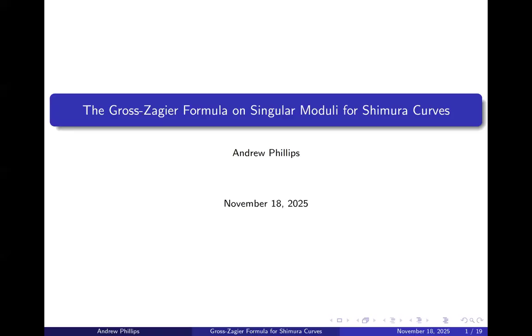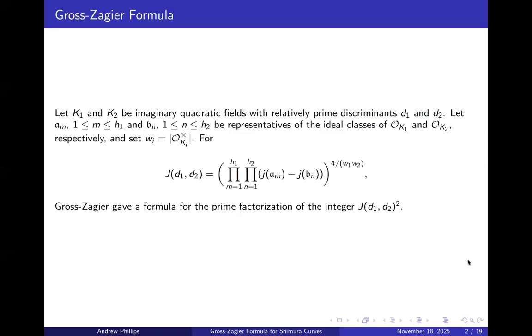Okay, so just to start out here, what is the Gross-Zagier formula? In general, when people talk about the Gross-Zagier formula, they're usually talking about one of two things. One formula is this relation between heights of Heegner points on a Jacobian of some modular curve in relation to some derivative of an L series. That's probably the most famous one. That's not the one I'm talking about here.